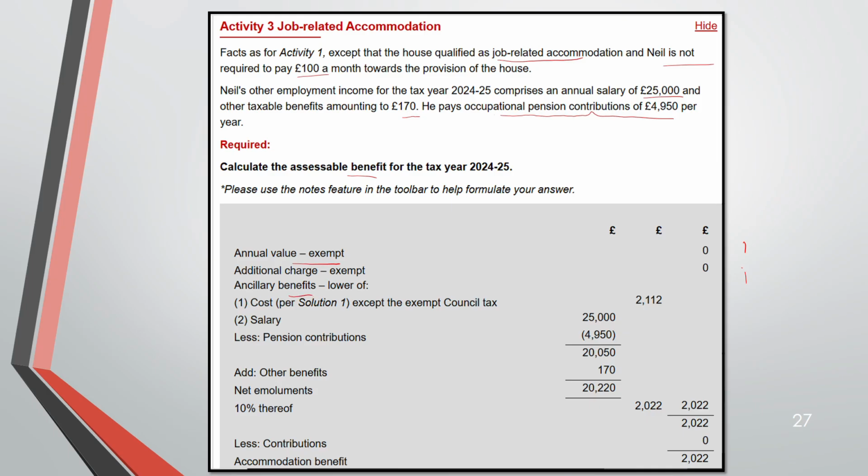Then benefits, ancillary benefit. First, what were the costs? Except the exempt council tax. There were 3: electricity, cleaning, and council tax. Structural repairs we are not taking. Out of that, council tax is exempt. So we are only taking electricity and cleaning. This is the total.